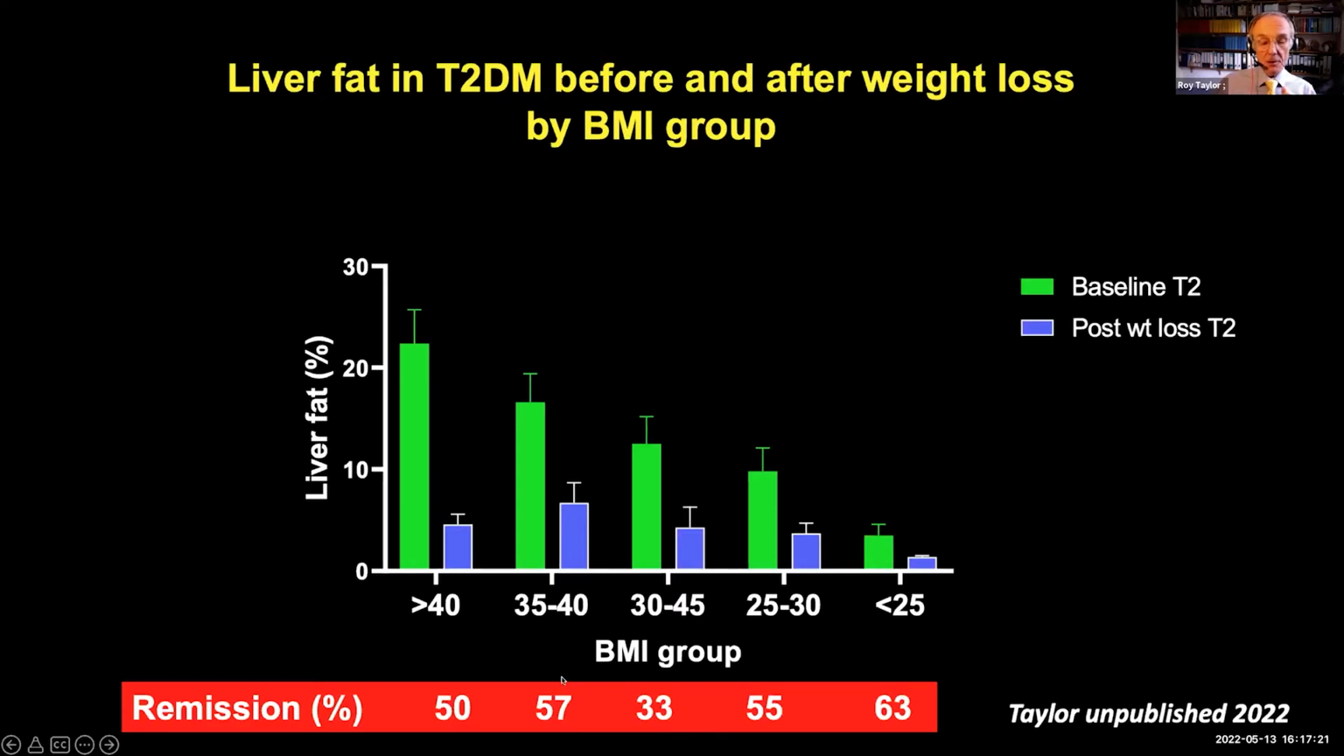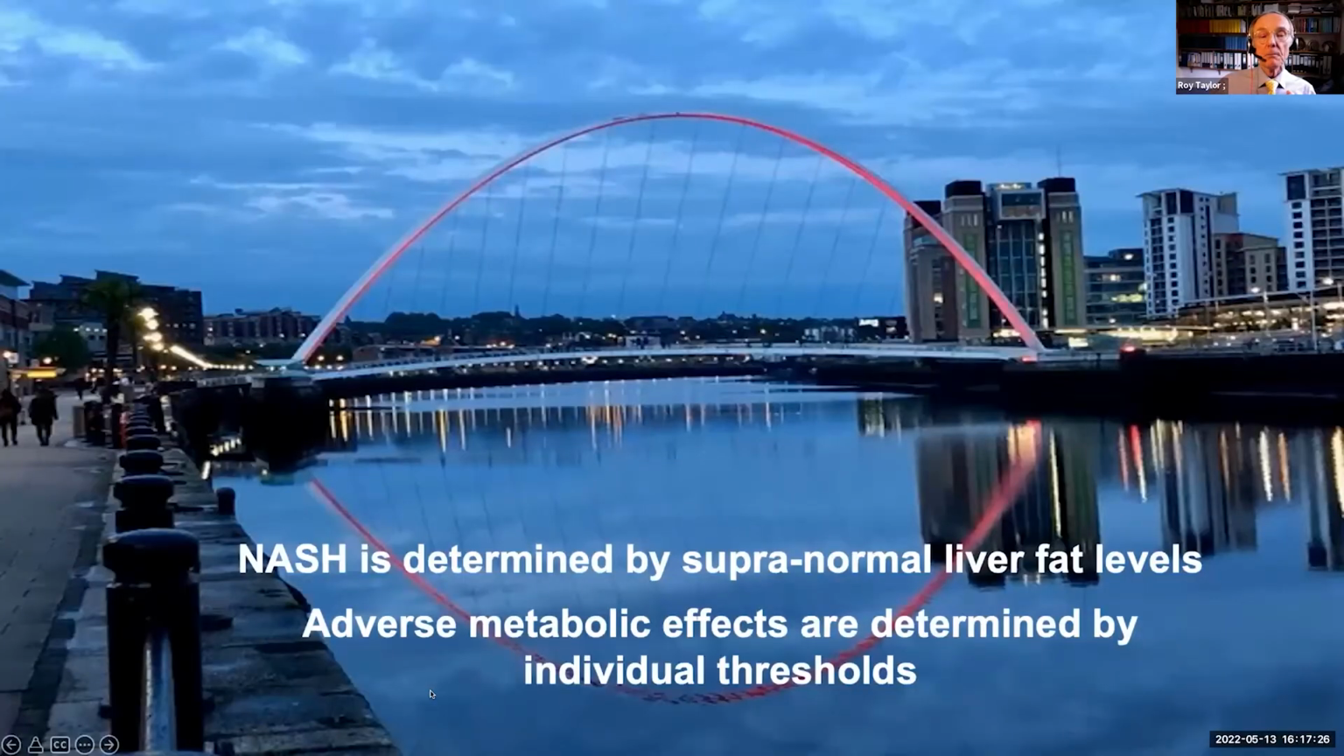But nonetheless, the possibility of remission is there with weight loss. So in this short talk, I've been trying to make really a single point. We know that NASH is determined by supranormal liver fat levels, and the cutoff range for normal is entirely reasonable there. But adverse metabolic effects are determined by individual thresholds. That is so important for managing our patients in the clinic.